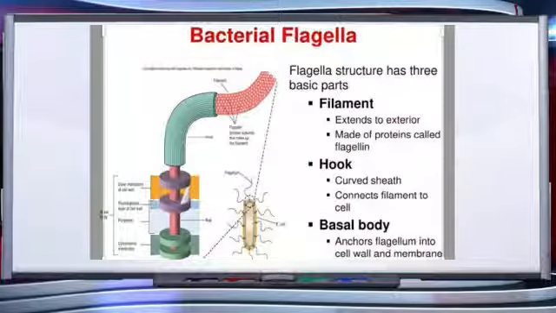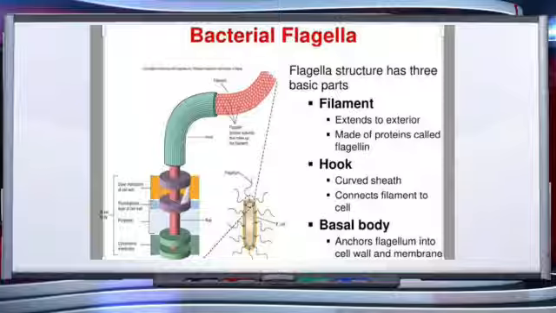Bacterial cells may be motile or non-motile. If motile, they have thin filamentous extensions from their cell wall called flagella. Bacteria show a range in the number and arrangement of flagella. The bacterial flagellum is composed of three parts, as shown in the slide as well: filament, hook and basal body.